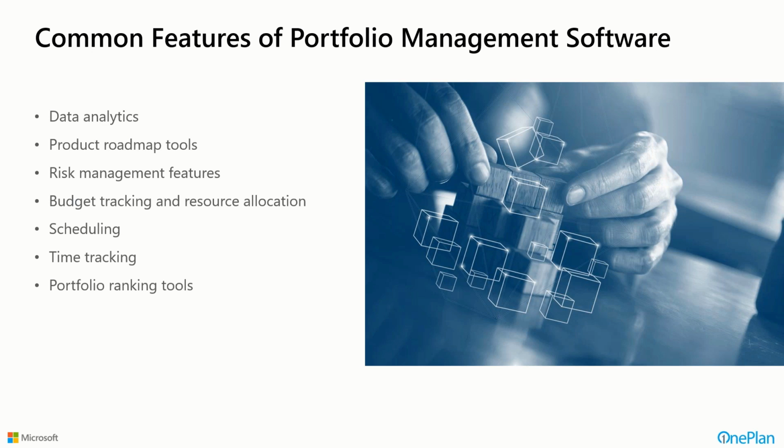Now, portfolio management software, which we're going to get into with OnePlan, has common features that we look at. You've got to have data analytics, because that's what part of this is all about. You've got to have product roadmap tools, risk management features, budget tracking and resource allocation to understand: do we have the funds and the resources to do it? Scheduling, time tracking, portfolio ranking tools as we evaluate alternatives. So those are some of the things that you want to have in a portfolio management solution.